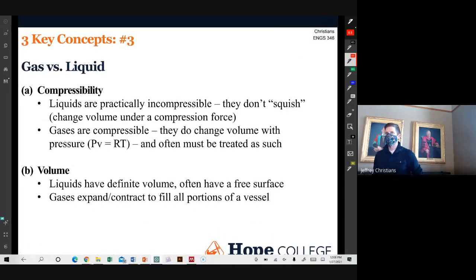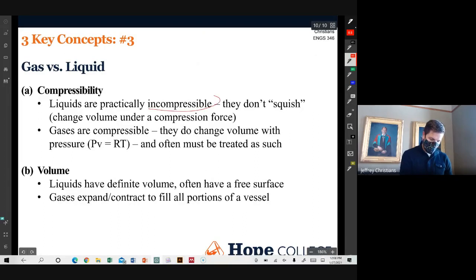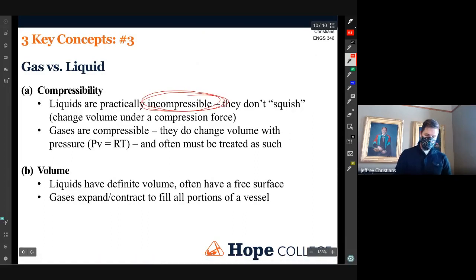gases versus liquids. Again, these are things that you know about. The other two maybe less so, but just to have a consistent definition, right? A liquid is something, it is practically, and I'll use this word quite a bit, we use it in thermodynamics, incompressible, right? You push on them and they don't really change volume very much. They're not exactly incompressible, but close.